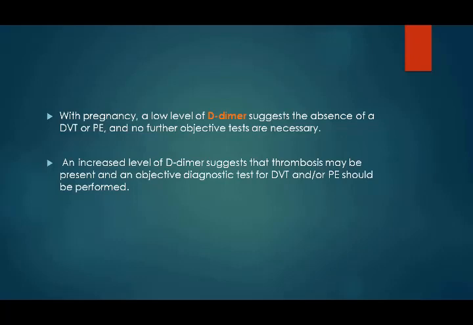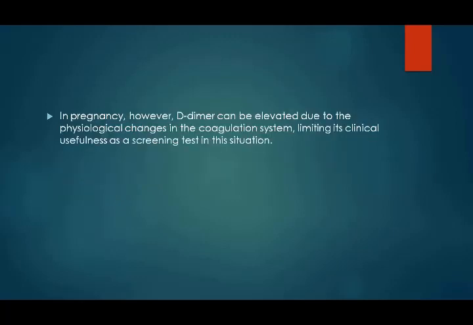Increased levels of D-dimer suggest that thrombosis may be present, and an objective diagnostic test for DVT and or PE should be performed. In pregnancy, D-dimers can be elevated due to the physiological changes in the coagulation system, limiting its clinical usefulness as a screening test in this situation. But even then, as I told you before, it has a good negative predictive value.